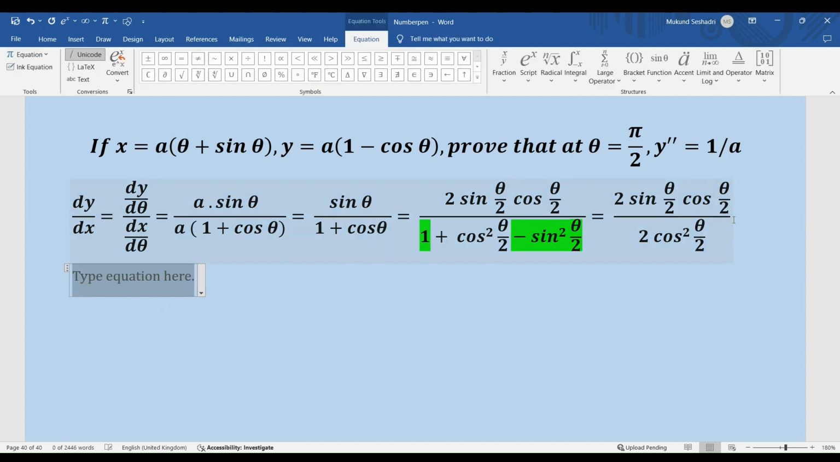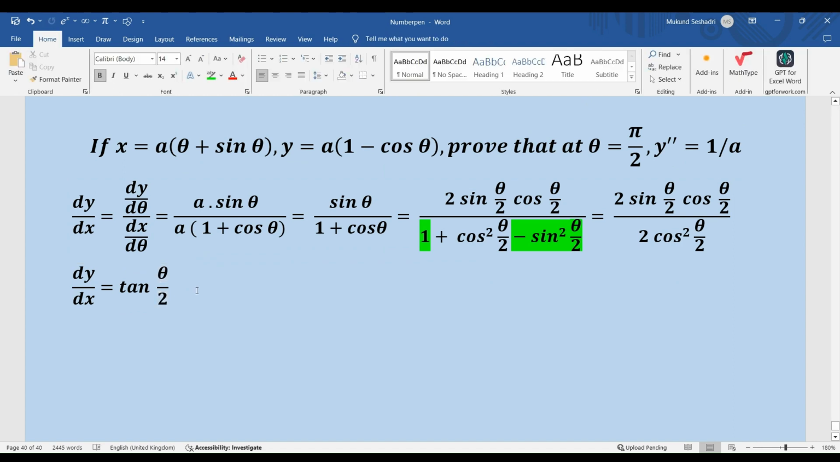I move to the next line, and then I write my dy by dx. Post simplification, I know that my cos theta by 2 in the numerator gets cancelled out with cos square theta by 2, and therefore I'm left with a tan of theta by 2, right? So I have a tan of theta by 2. And this is where it becomes very important for us to simplify before we jump to d square y by dx square, right? Now you see we have a much simpler expression.